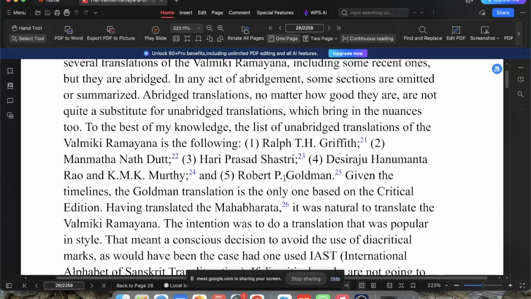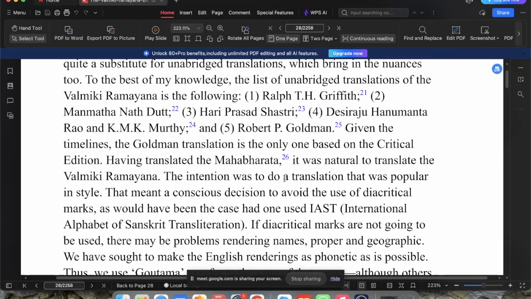His Mahabharata explanation is very detailed. And then there's Hari Prasad Shastri, Desi Raju Hanumantarao, and Robert Goldman. Given the timelines, the Goldman translation is the only one based on the critical edition. Having translated the Mahabharata, it was natural to translate the Valmiki Ramayana. So this author also, Bibek Debroy, first released the Mahabharata and then wrote the Ramayana. The intention was to do a translation that was popular in style.